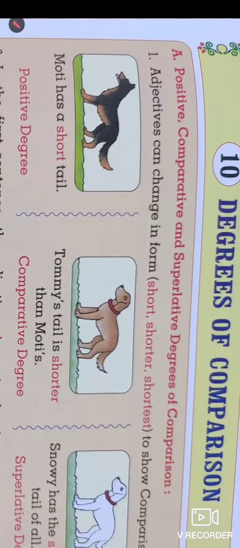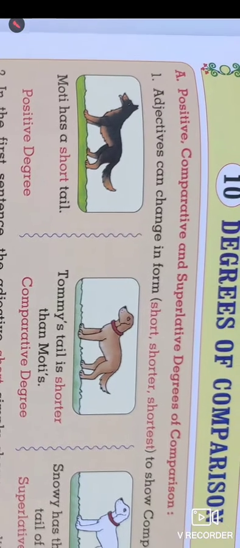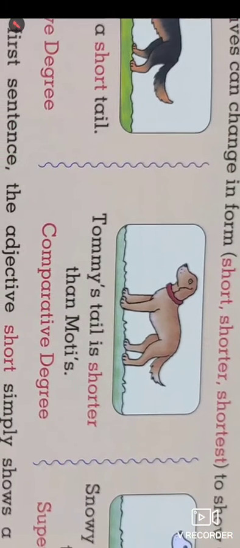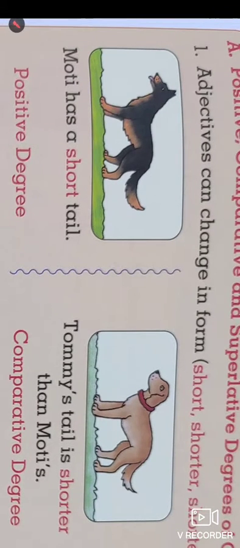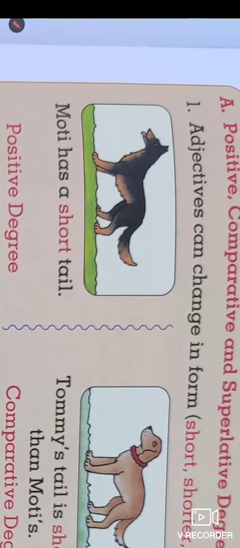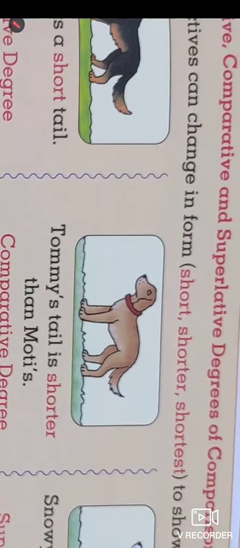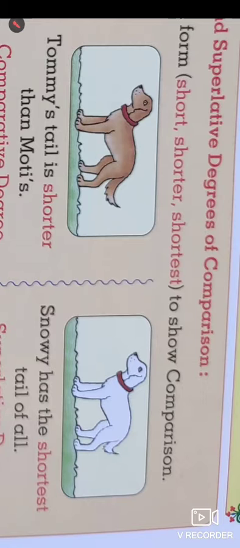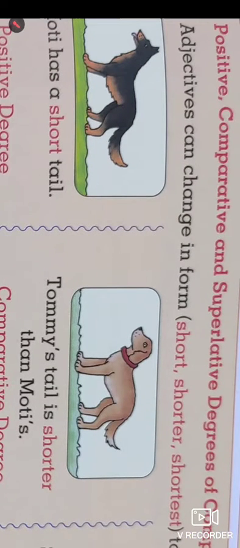So here is the picture of three dogs, and we are going to consider their tail. The black dog has the name Moti, the next one is Tommy, and the last one is Snowy. So we have to compare between the three dogs.